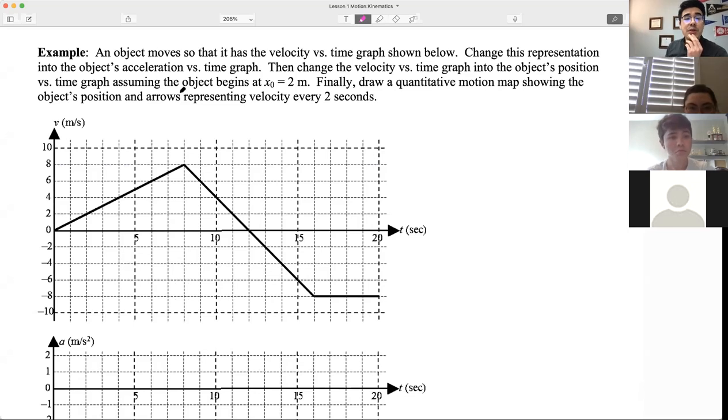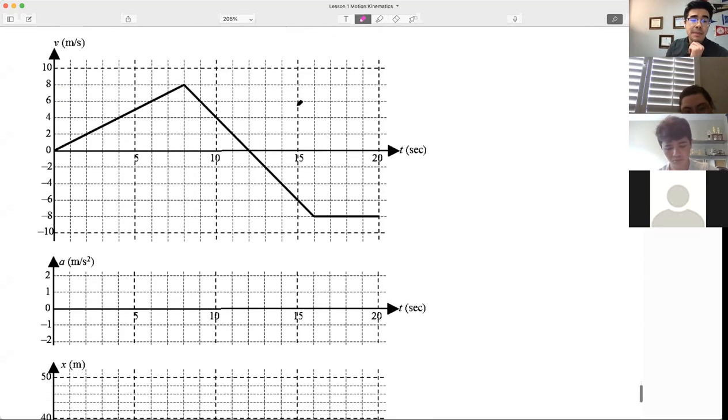Example: an object moves so that it has a v versus t graph as shown below. Change this representation into the object's acceleration versus time graph, then change it into the object's position versus time graph, assuming the object begins at x naught equal to 2. Finally, draw a quantitative motion graph showing the object's position and arrows representing the velocity every 2 seconds. Okay, so what did we say? How do we get the acceleration based off of the velocity graph? What do we have to find?